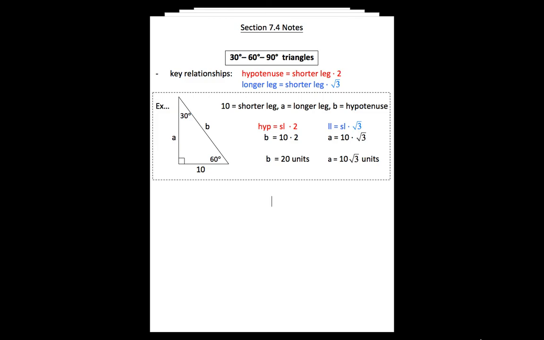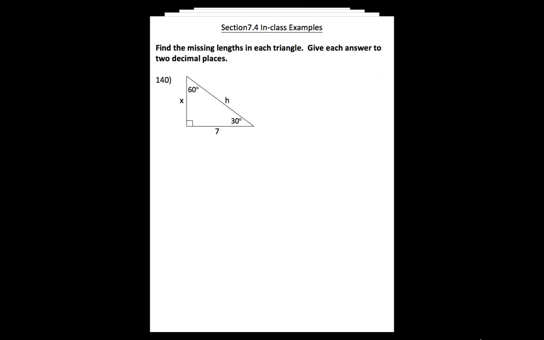So what I'd like for you to do next then is to again pause the video, take some time, and in your notes complete question number 140 as an example, in which you're going to find the lengths of the two missing sides, x and h, and use your calculator to give your answer to 2 decimal points.